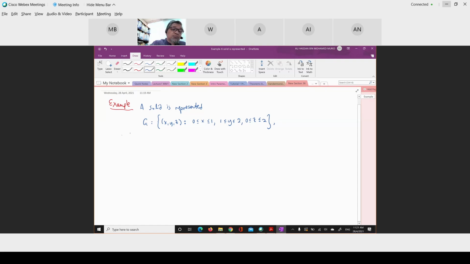Any questions so far for this example? So write down clearly the solution. Write down dx, dy, dz. Sometimes students are not particular about writing dx, dy, dz.